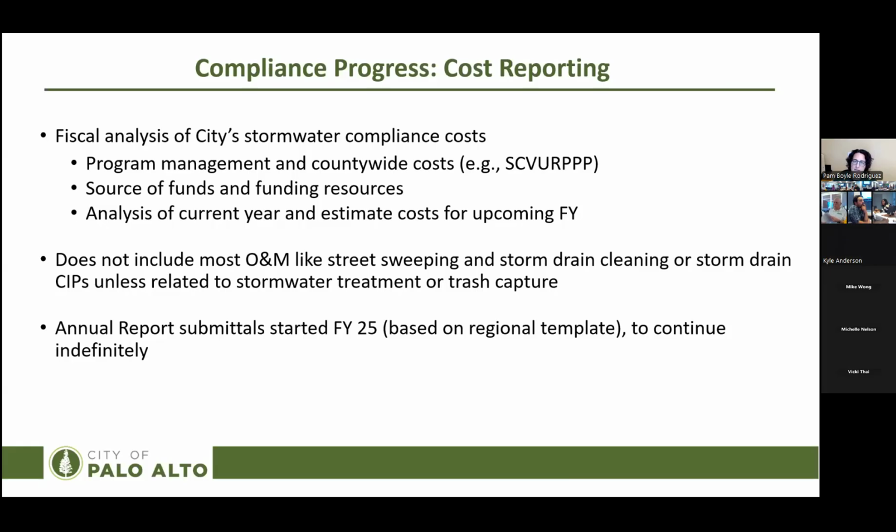We had to submit a report that said how much we were able to analyze during this fiscal year, and then we'll be doing this every year from now on. That was quite a big project.